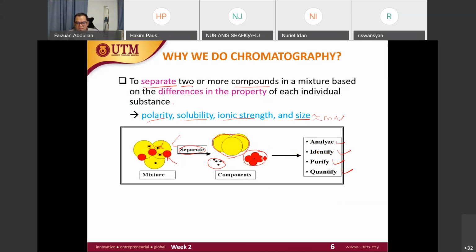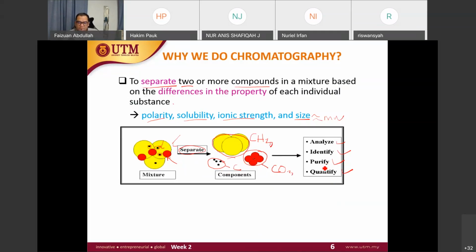After that we can identify. So this is, for example, CH3. This is CO3, just for example. And this is just C. So now we can identify.